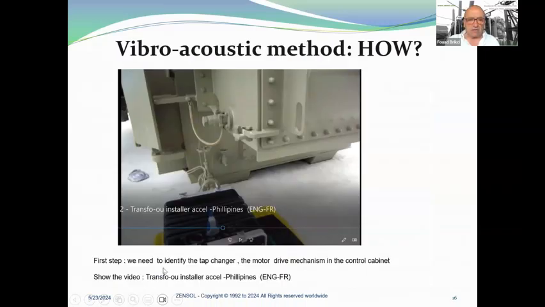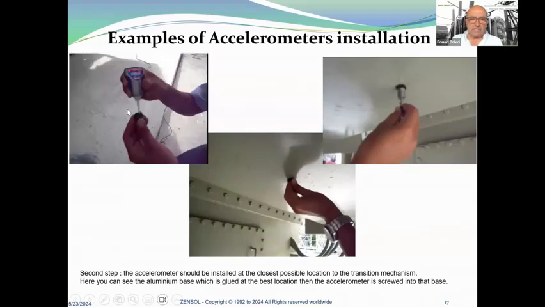Here, the first step, we need to identify the tap changer, so the motor drive mechanism in the control cabinet. I'm not going to show the video, but you just need to identify these parts. After, here you can see the second step: the accelerometer should be installed at the closest possible location to the transition mechanism. Here you can see the aluminum base on the left, which is glued at the best location. Then the accelerometer is screwed into that base. So it's exactly what we do.